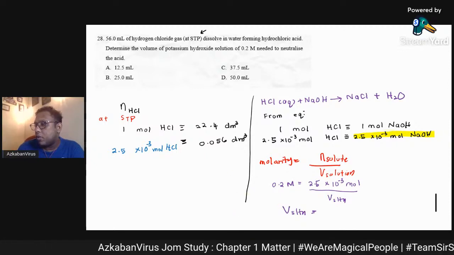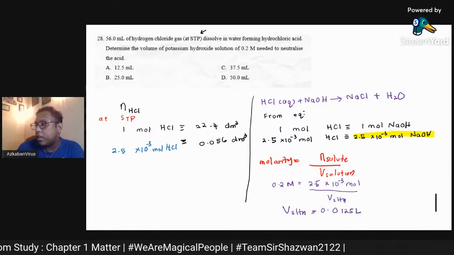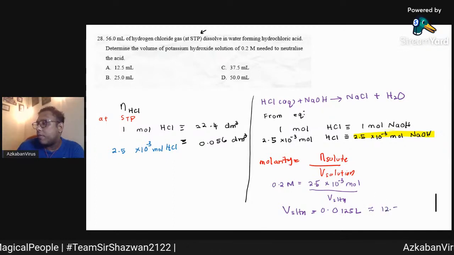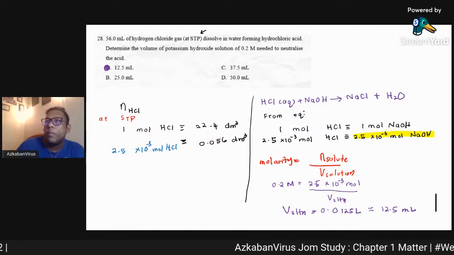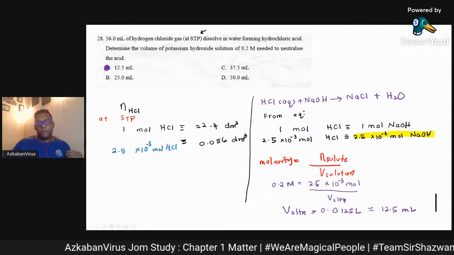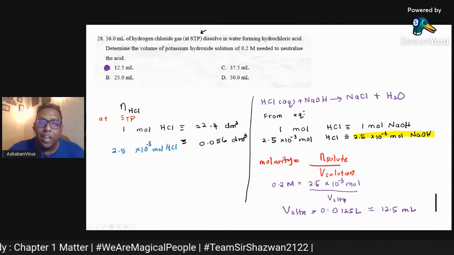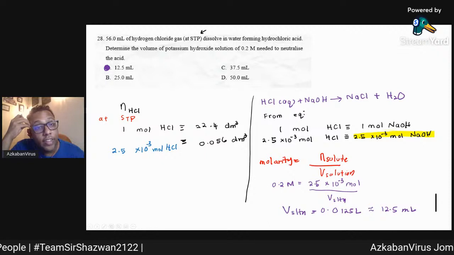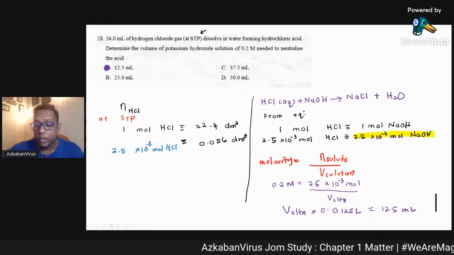This is equal to 0.0125 liter, which is equivalent to 12.5 milliliter. So kita memerlukan sebanyak 12.5 milliliter. Okay. Ini contoh soalan neutralization. Ini you tak boleh guna formula sebab you tak ada volume. Lepas tu you tak ada concentration of hydrochloric acid tu. You tak boleh terus direct. So you kena buat stoichiometric coefficient.